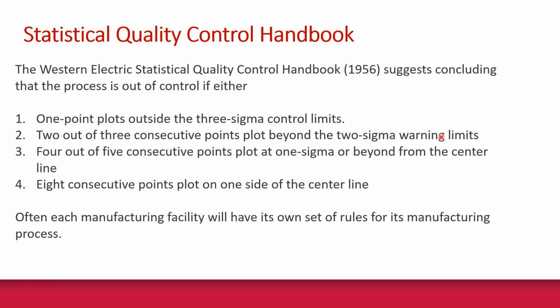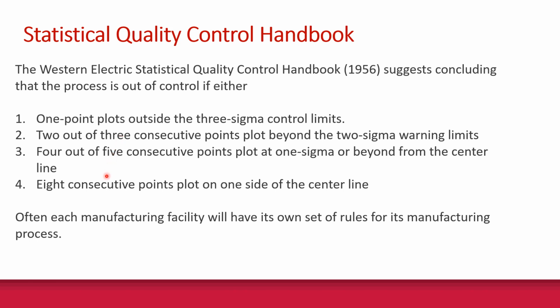It does kind of clutter up your chart, but it can give you an early indication if something's going wrong. If a dot is at 2 sigma, you don't have much longer before it gets up to that 3 sigma line. Another condition from the Western Electric book is 4 out of 5 consecutive points plotting at 1 sigma or beyond from the center line. Also, if 8 consecutive points plot on one side of the center line, that's the run stuff we talked about. In general, depending on your manufacturing process, you'll hone this down to figure out exactly what works for you.